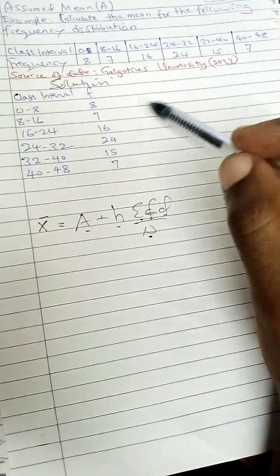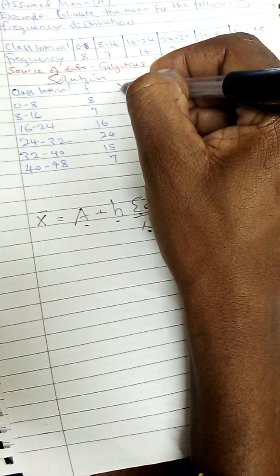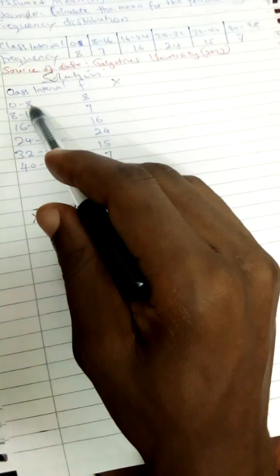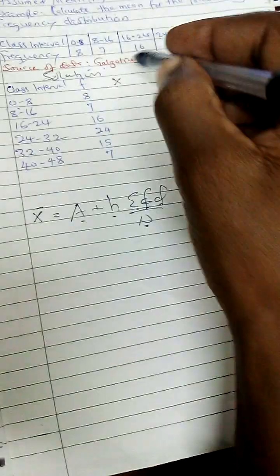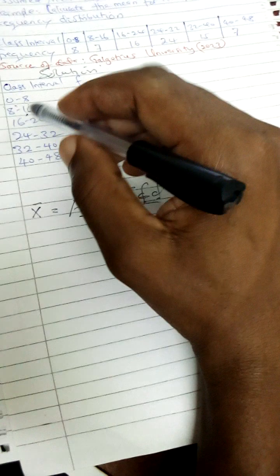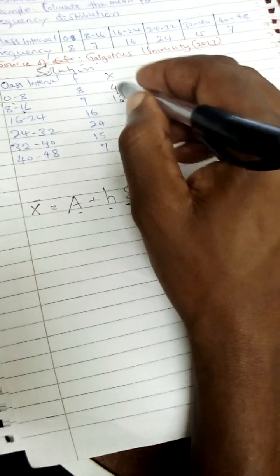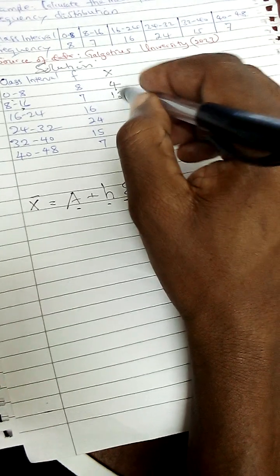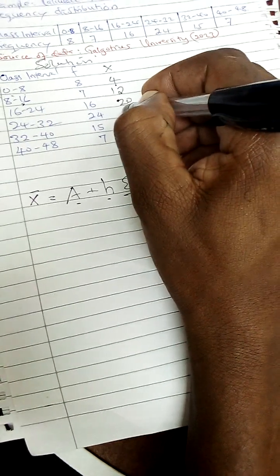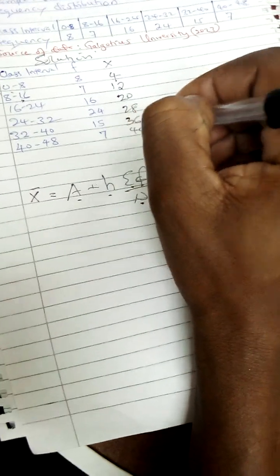The first thing to do is to find x. If you remember from the previous lesson, you take the lower and upper class limits, add them and divide by 2. That gives 4 here. Here, adding and dividing by 2 gives 12. So you can see the difference is 8, and it's very simple to find these values. Here you add 8 to get 20, here 28, add 8 again to get 36, and here 44.